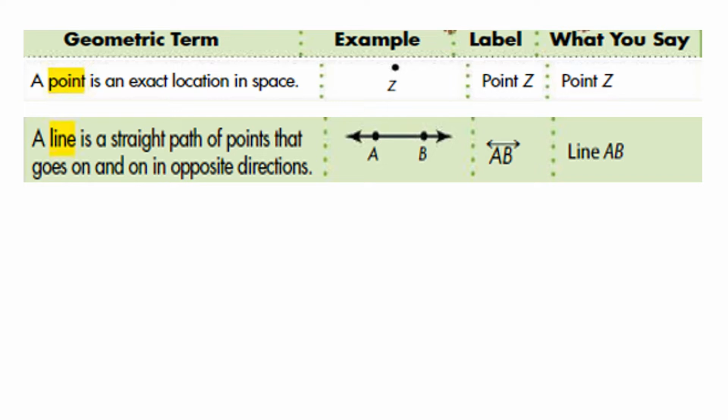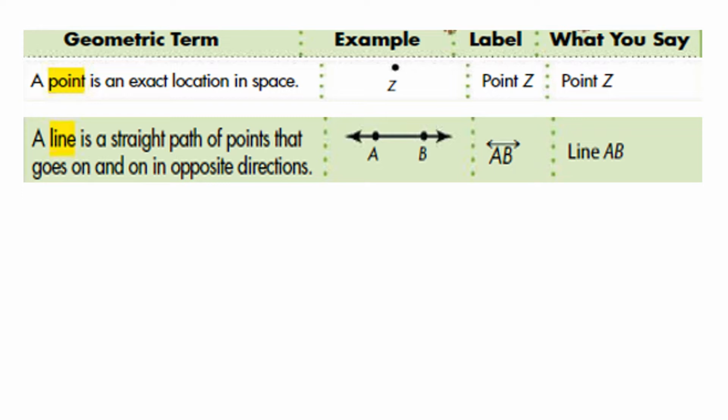How to name a line? By using only 2 points on it. Of course, the line has many points, a lot of points, but when I'm going to read it or write the line, I'm going to use only 2 points on it. So how to name it? Only by saying line AB, using only 2 points on it.